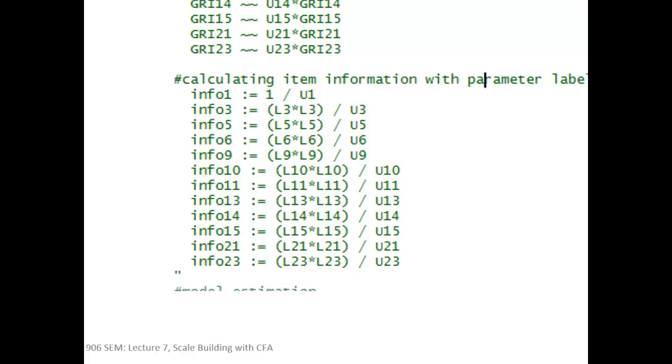Now another thing I'm going to note is the item information, because it's a function of loadings and residual variances, we really can't use it unless we have model fit. Right? Because if we don't have model fit, the loadings and residual variances might be biased. So we may have the wrong number for information.